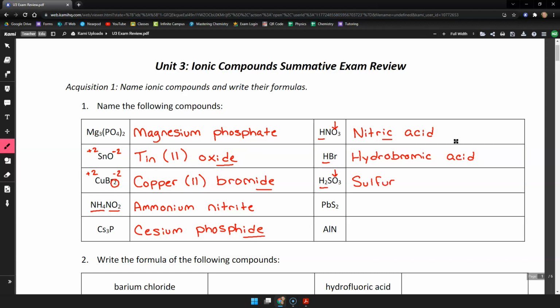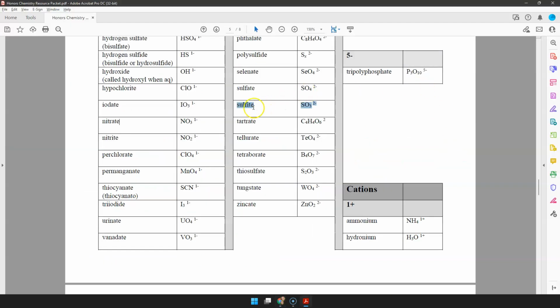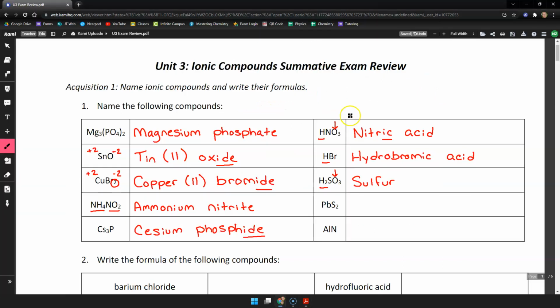Okay. Now, because SO3 is sulfite, it ends in ITE, we're going to change the ending. Instead of it being IC, it's going to be OUS, sulfurous acid.